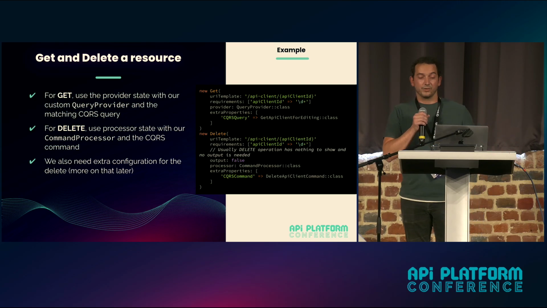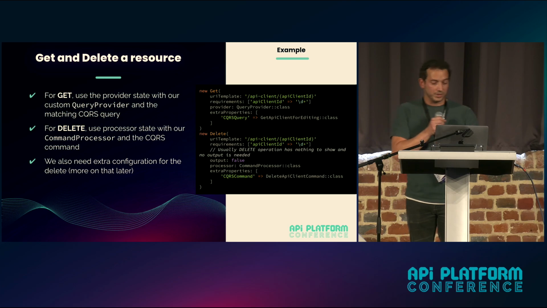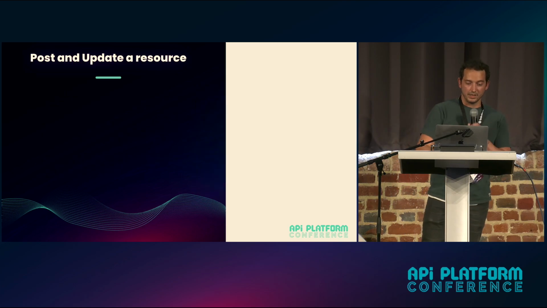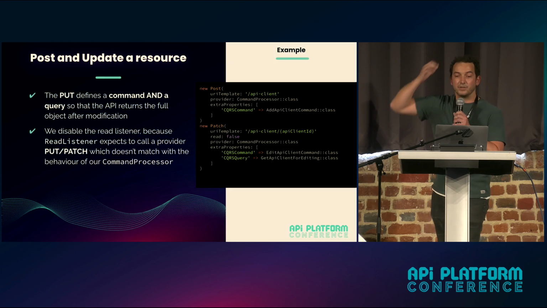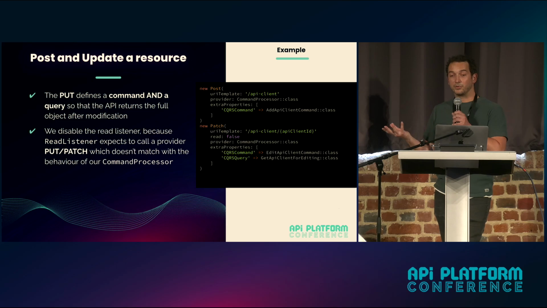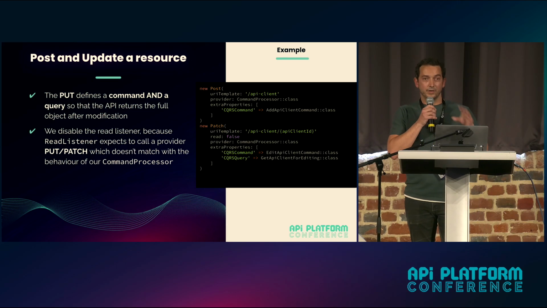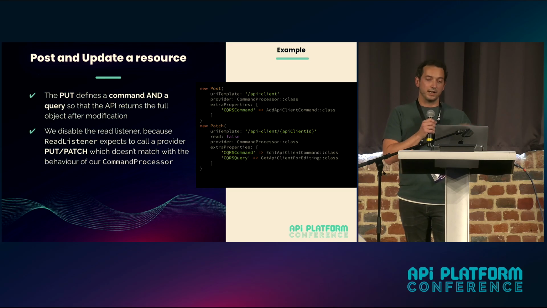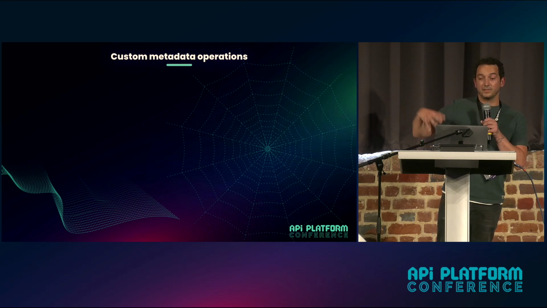We had many other things that we needed to customize for the delete, but I will explain that a bit later as well. And for the post and update, it's basically the same principle. You can define a command handled by the processor. And you can see here that in the example for the patch, we have a command and a query, which means that after we execute the edit API client, we will get the full API client so that the REST API returns everything. So that's the basics of what we needed.